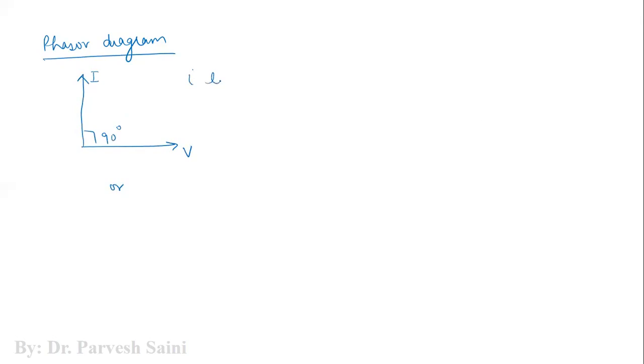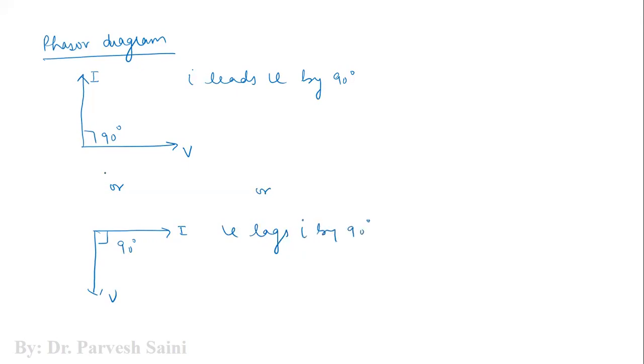Now as far as the phasor diagram is concerned, let us draw the phasor diagrams also. Let us represent the voltage phasor V, which is the reference here, and the current is leading the voltage by 90 degrees. So either you can say that I leads V by 90 degrees, or you can say that V lags I by 90 degrees. Both statements are true. Either you can say that current is leading, or you can say that voltage is lagging.